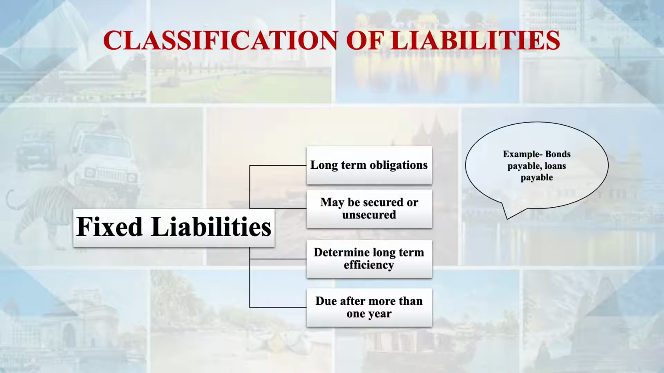These liabilities are used by the firms to determine their long-term efficiency. This is the money being put into the business to increase the efficiency of the firm, because it is a commitment for a longer period of time. It becomes due after more than 1 year, so the company is not supposed to repay this money in a very short period of time. These obligations will be paid over a longer period. Some examples are bonds payable, loans payable, and bank loans. These are examples of your fixed liabilities.